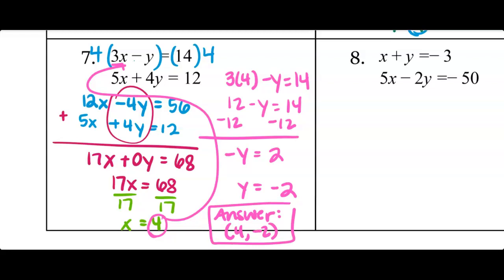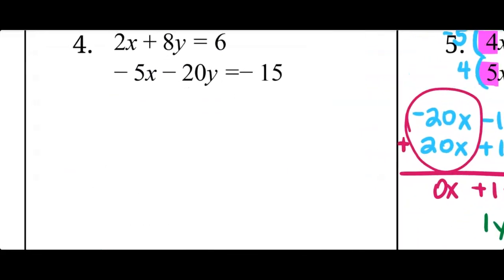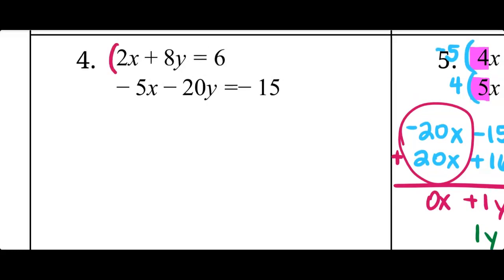Now let's take a quick look at some special cases. When I look at number 4, I see that I don't have an opposite pair. I don't have a number I can multiply by another number to get the other equation. So like I can't multiply 2 by anything to get 5 or 8 by anything to get 20. So what I'm going to do is just go with my first strategy where I'm just going to multiply the top by 5 and the bottom by 2.